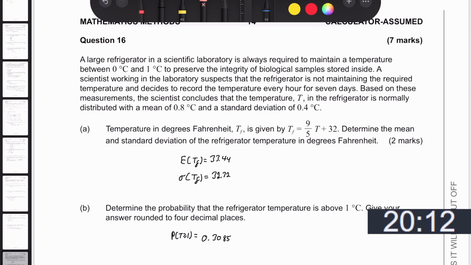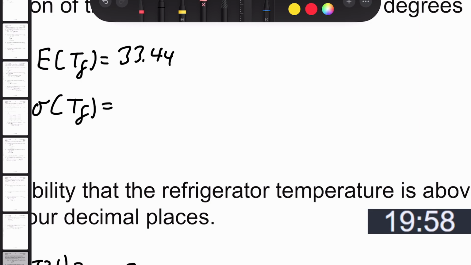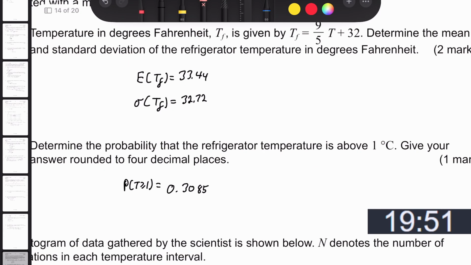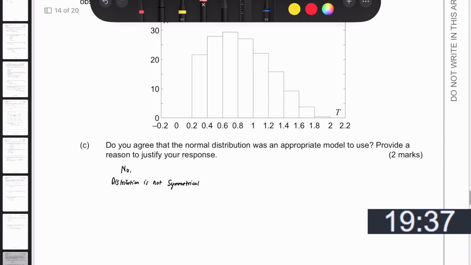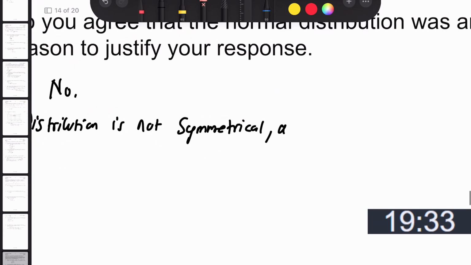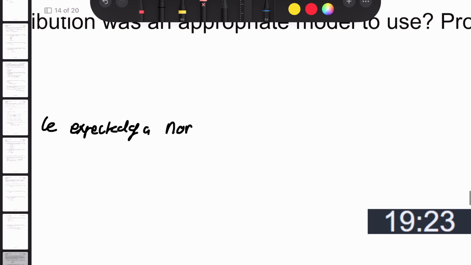Okay, so expected value is the mean, so 0.8 times 9 divided by 5 plus 32, and standard deviation is 4 times 5 plus 32, 32.72. I'll make this 32.72 look a bit nicer. So the probability that the refrigerator temperature is above 1 degree Celsius, that means I need to do 1 to infinity of 0.4, 0.8, 3085. The distribution is not symmetrical, as would be expected of a normal distribution graph.